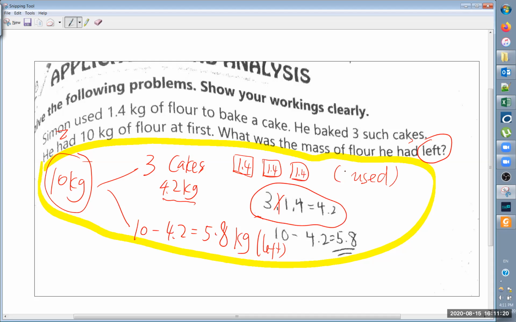You see? Very good. You have done a good job for this question, but of course, you are expected to write down the units, without the units. Okay, next.